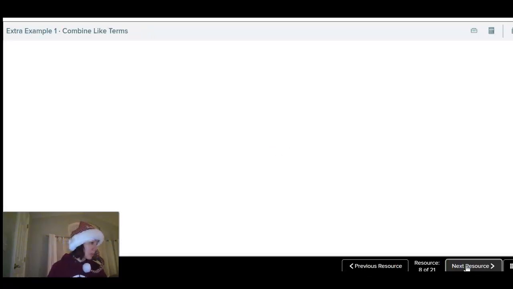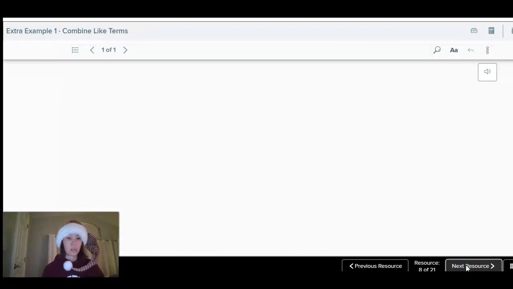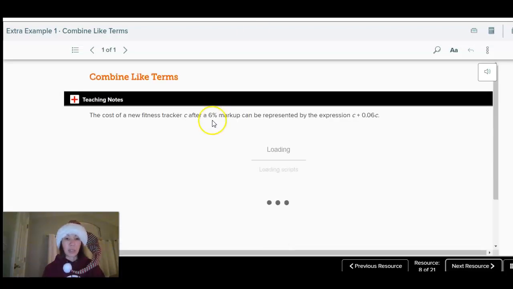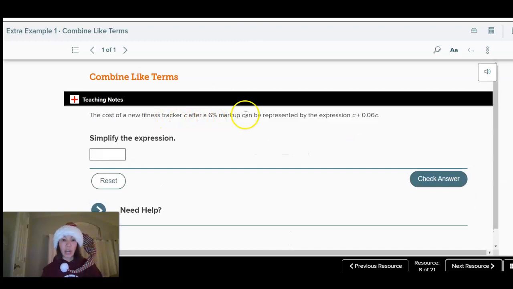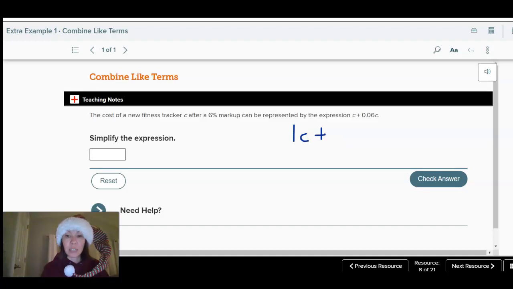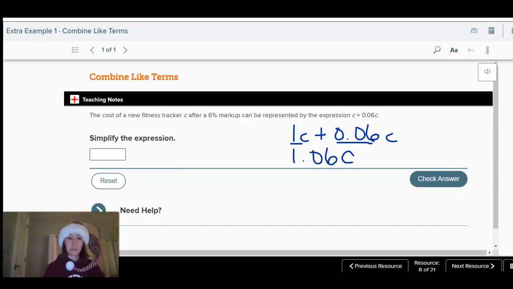Let's look at another example similar to this one. This one's not in your book, but the cost of a new fitness tracker C after a 6% markup can be represented by the expression C plus 0.06C. So again, that's like a 1C plus 0.06C. And since these are like terms, we can combine them by just adding these numbers in front. So 1 plus 0.06 is 1.06C. And that's all you have to do for that. So you guys pause the video and try the check problem at the top of the page.